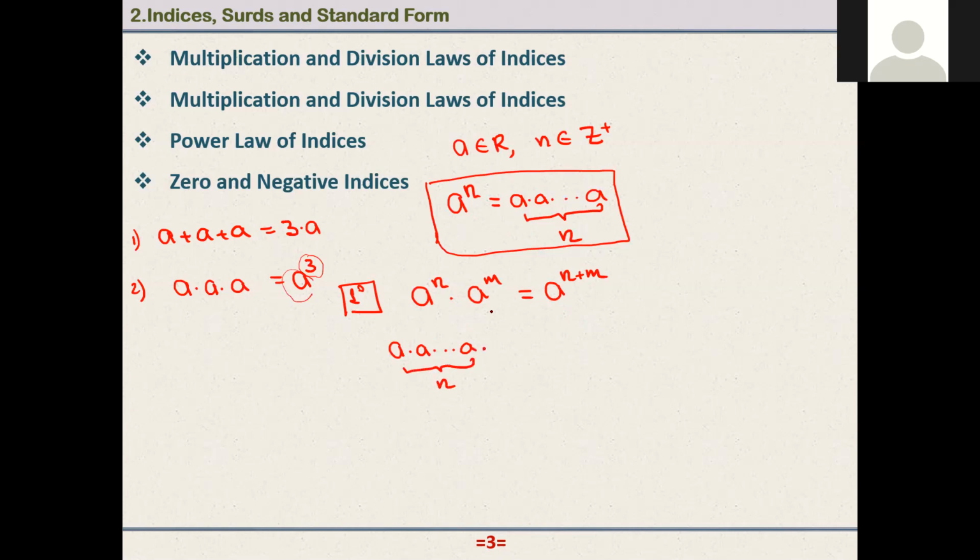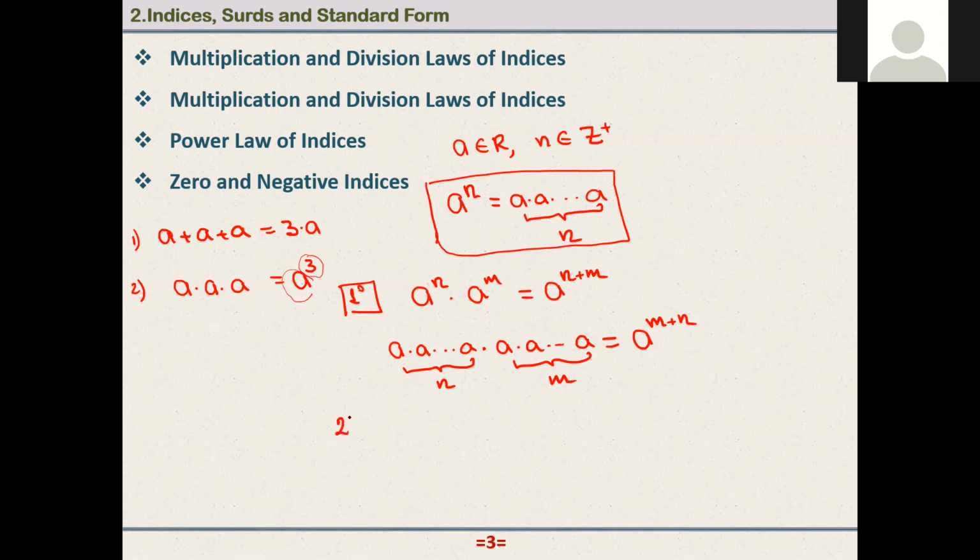m times. Now the second term here, we have a times dot dot dot a, so here we have n a's, right? Now again, using this definition, how many a's are multiplied by each other? Here we have m, here we have n. By counting principle, altogether here we have m plus n a's. Then in a compact form, using this definition, I can write it as a to the power m plus n, or n plus m, doesn't matter. That is the first important property of indices.